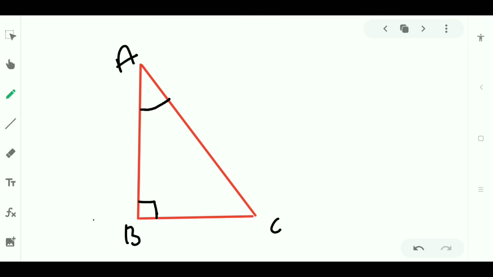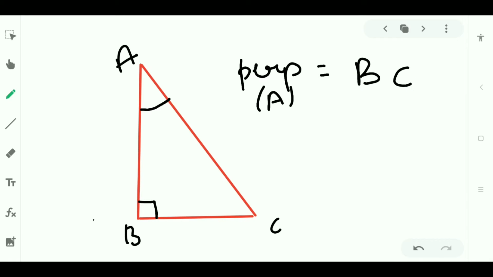So the perpendicular of angle A is equal to BC. Perpendicular is nothing but the opposite side of that particular angle. If you take angle C, the opposite side is AB, so it will be the perpendicular of angle C.